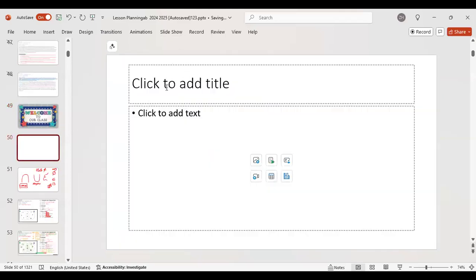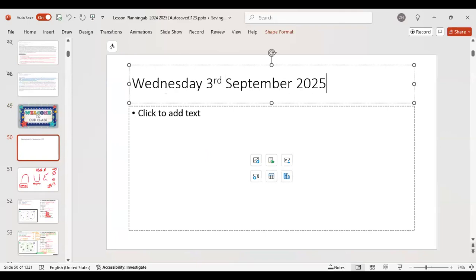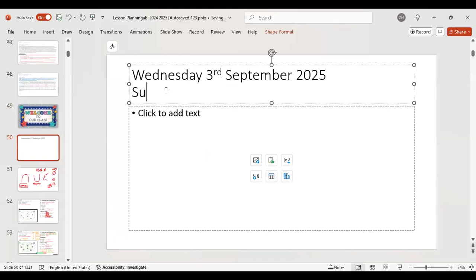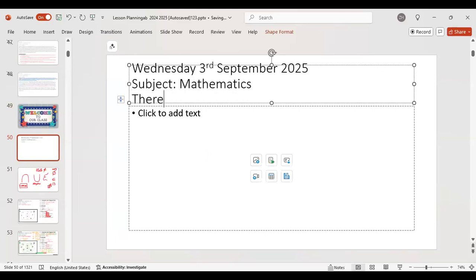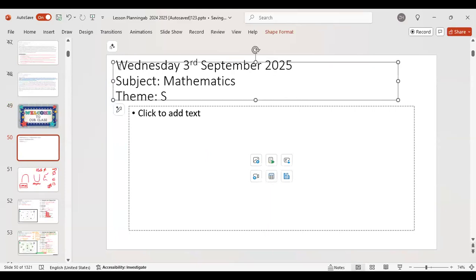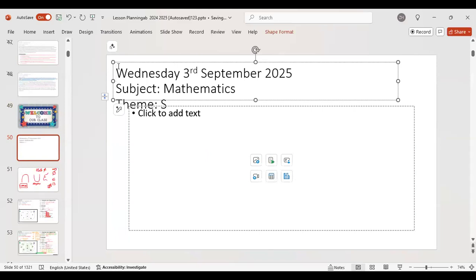All right, so today is Wednesday, the 3rd of September, 2025. The subject is, of course, mathematics. So we're going to begin with maths today. And the theme, does anyone remember the theme that we are on? Set theory.